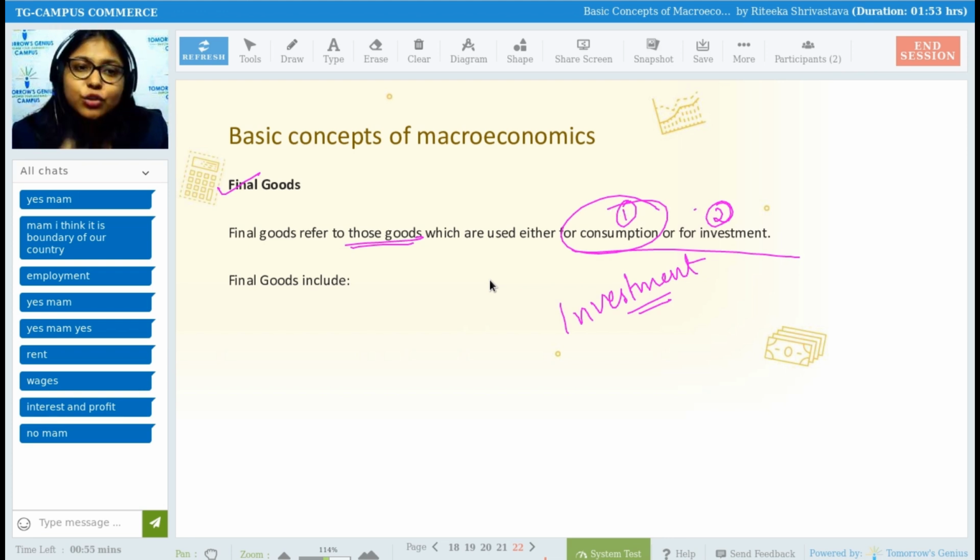Consumption does not only mean eating that thing. We consume electricity, and that does not mean you are eating it. Never assume that consumption only means eating. Anything which we are utilizing is called consumption: consumption of water, consumption of electricity. So here, consumption of final goods. Either you can consume the final good, or second option, you can invest in that final good.